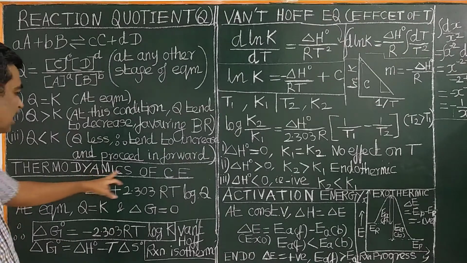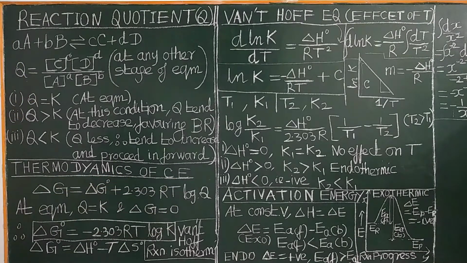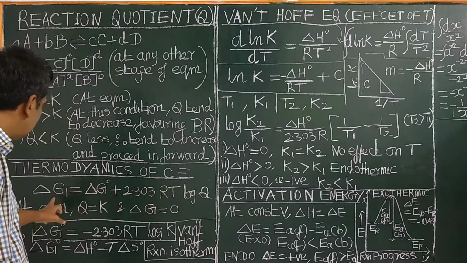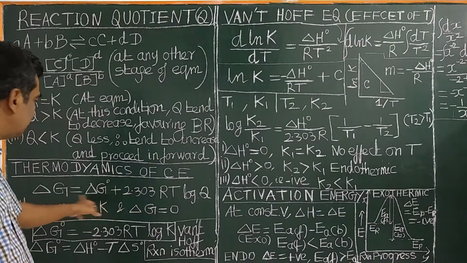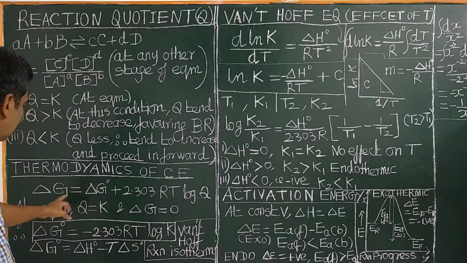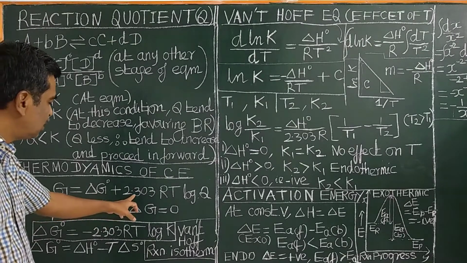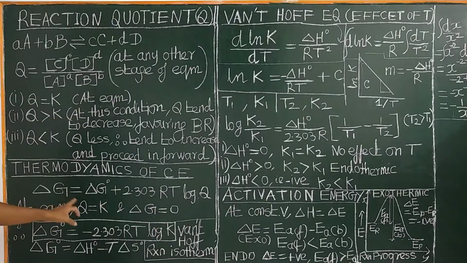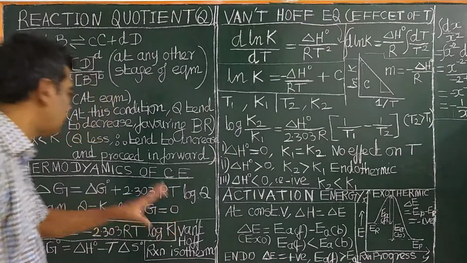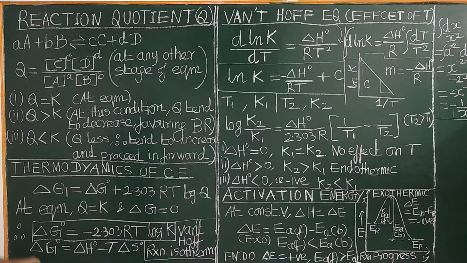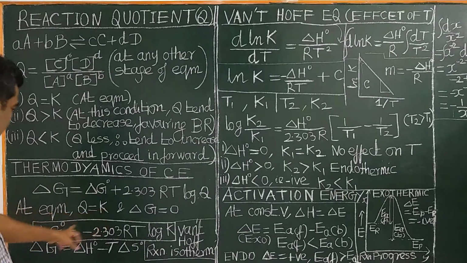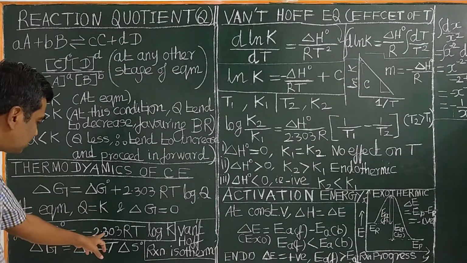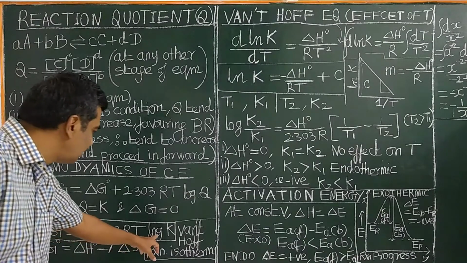Okay. Let us see the thermodynamics of chemical equilibrium. We have already seen delta G in terms of chemical potential. Delta G equal to delta G naught plus 2.303 RT log Q. At equilibrium, the reaction quotient Q is equal to the equilibrium constant K. Therefore, delta G equal to 0. Therefore, delta G naught equal to minus 2.303 RT log K.